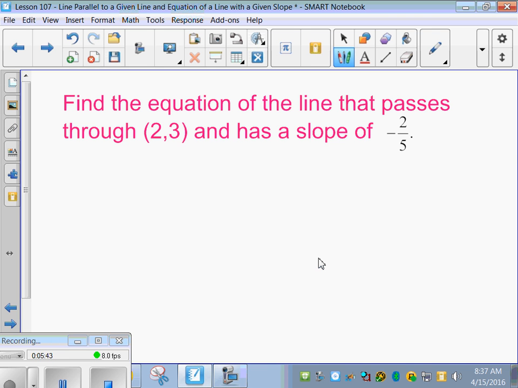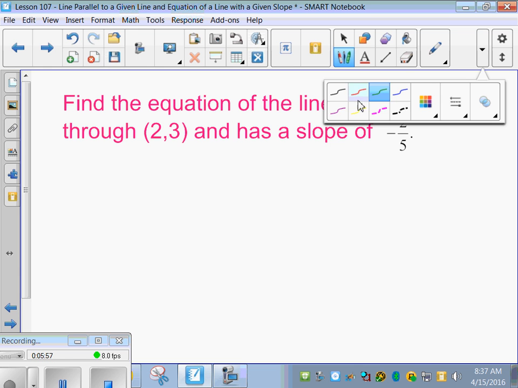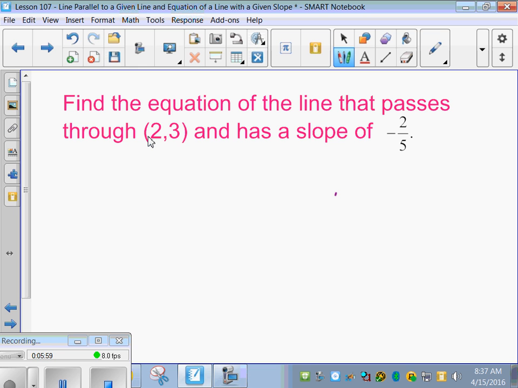So the next one, find the equation of the line that passes through 2, 3 and has a slope of negative 2/5. This one does not say parallel lines, but they're giving us the slope. So last time when we had 2 points, we had to do y2 minus y1 over x2 minus x1. This actually saves us a lot of time. They're giving us the slope. We just want to find a line that has that slope and passes through that point.